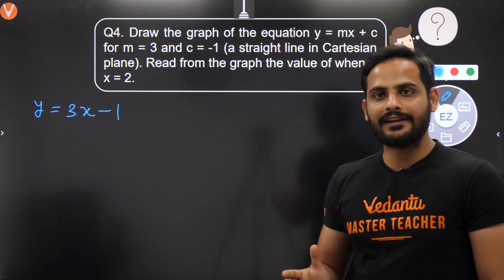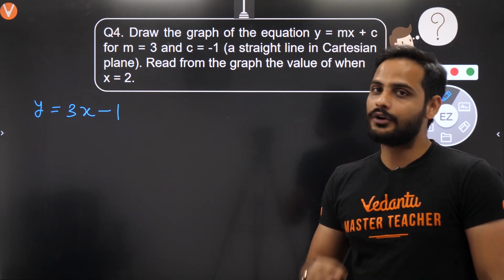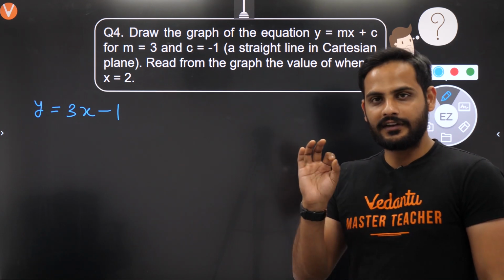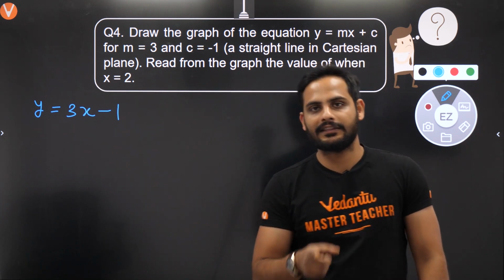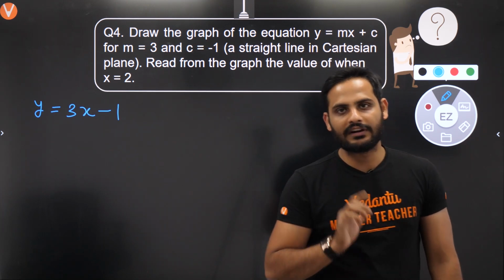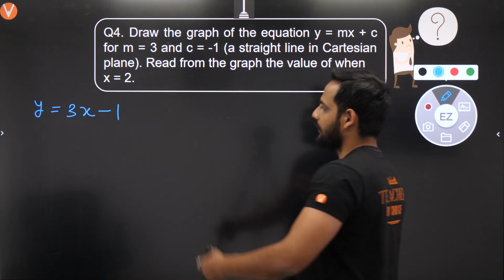And if you are not getting a straight line, definitely you have made a mistake. Don't think the question is wrong. No. If it is a linear equation in 2 variables, definitely it will be a straight line. If you are not getting a straight line, that means you have made a mistake. So recheck that. Okay. So now let us plot the points.